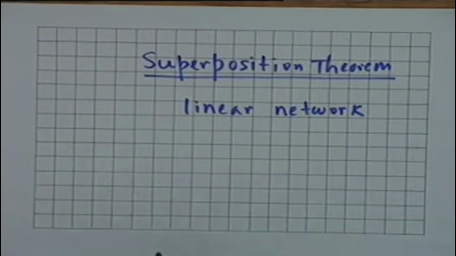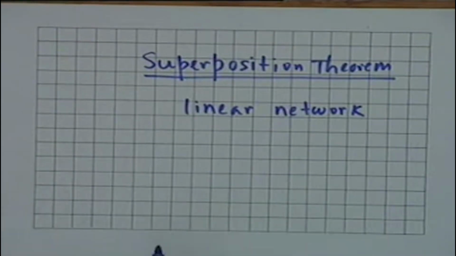The theorem concerns a network in which there are more than one source. Maybe there are a few voltage sources, a few current sources and so on, and you want to find out the current or voltage in any branch of the network.